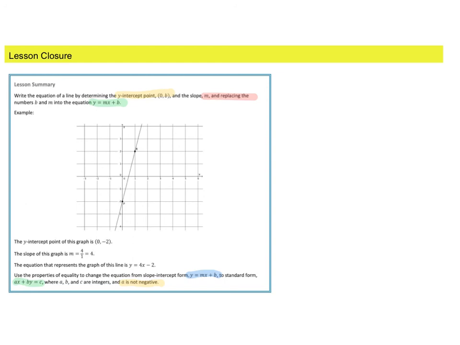If you feel confident, please move on to the exit ticket with me. If not, then I want you to please go back, rewatch some examples, some exercises until you feel like you are ready to be successful on this exit ticket.